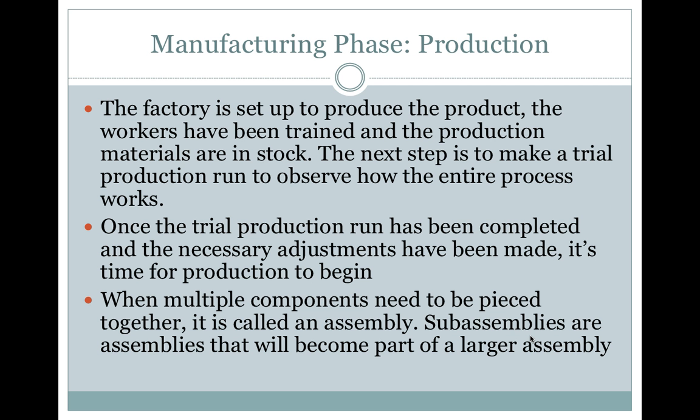Production. The factory is set up to produce the product. The workers have been trained and the production materials are in stock. The next step is to make a trial production run to observe how the entire process works.